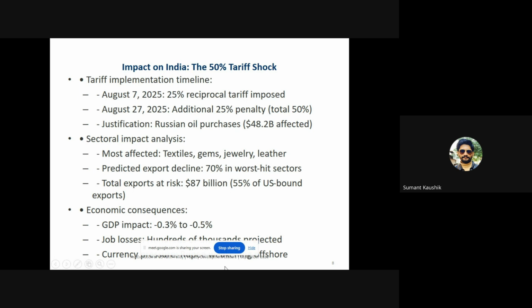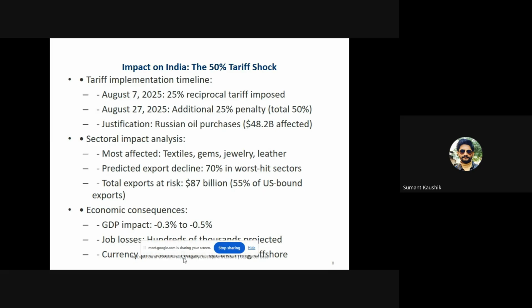The most affected areas were textiles, gems, jewelry, and leather products. It is predicted that there will be about a 70% decline in exports in the most affected sectors. So the sectors which are highly affected will see a 70% decline in their exports, and this will cause a huge problem for the Indian export industry, specifically the textile and gems and jewelry industries. About $27 billion of exports are affected, which is about 55% of US-bound exports.